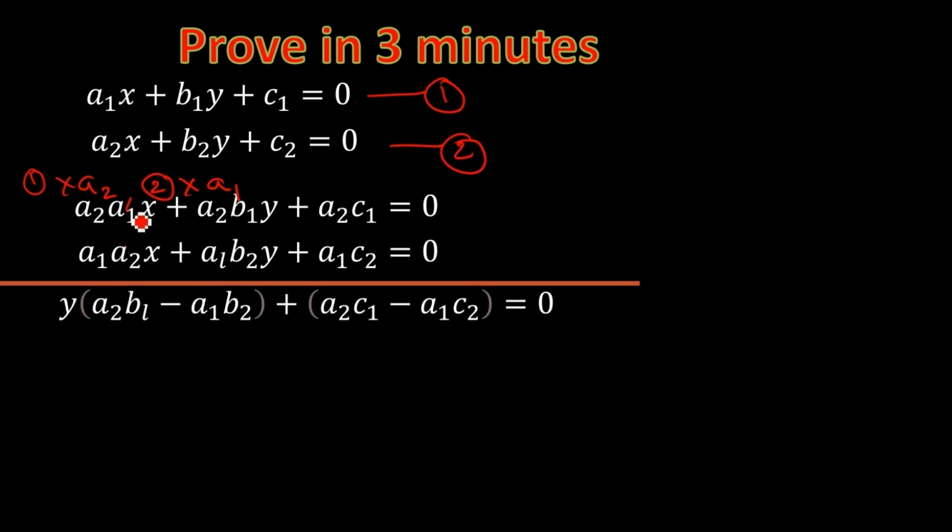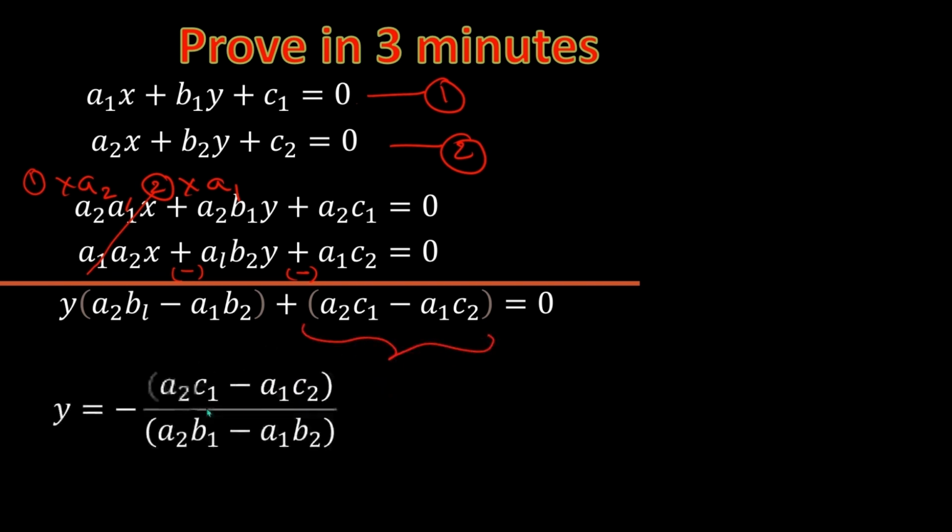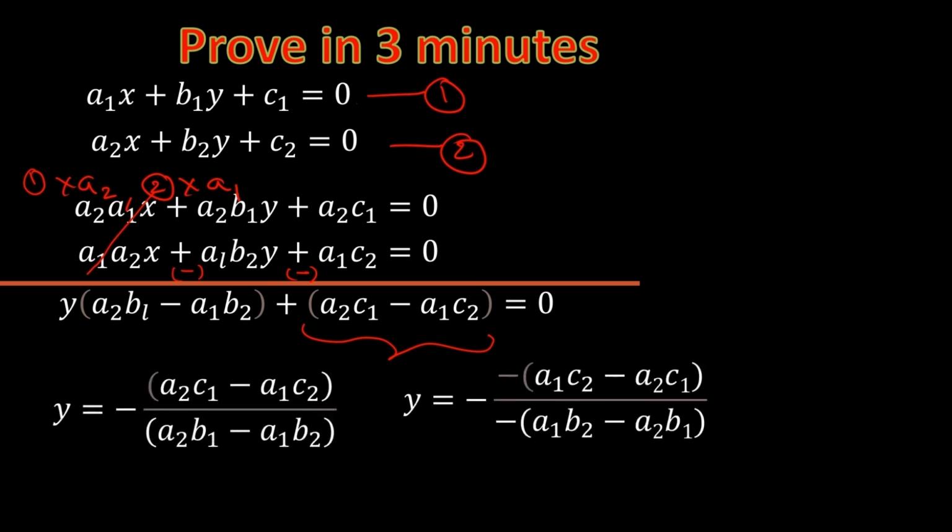So these two will get cancelled. If you take y as common here, it will be a2 b1 minus a1 b2. So these directions will change. Similarly, a2 c1 minus a1 c2 equal to 0. Now if you take this term to the other side of the equation, then we will get y equal to this one by this one. So that's what I'm showing here.